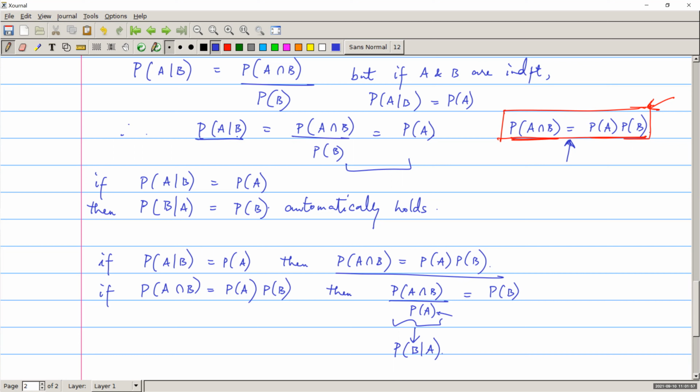So this is information about two events. We can generalize it to more than two events. But before we do that, I want to step back and give you a chance to ask any questions if you have any, both about conditional probabilities and independence.